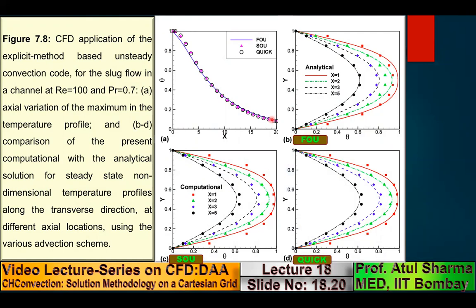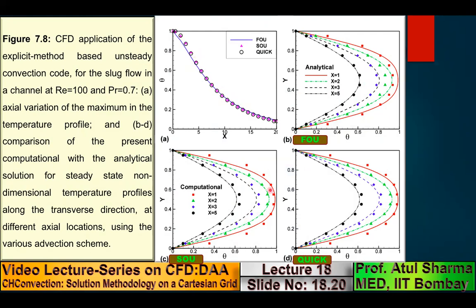the temperature variation on a vertical line very far away from the inlet, the temperature is close to the hot wall temperature of the channel. Because finally all the fluid layers will get heated and they will reach a temperature of Tw. This is the variation of the non-dimensional temperature along the horizontal center line for the slug flow in a channel.